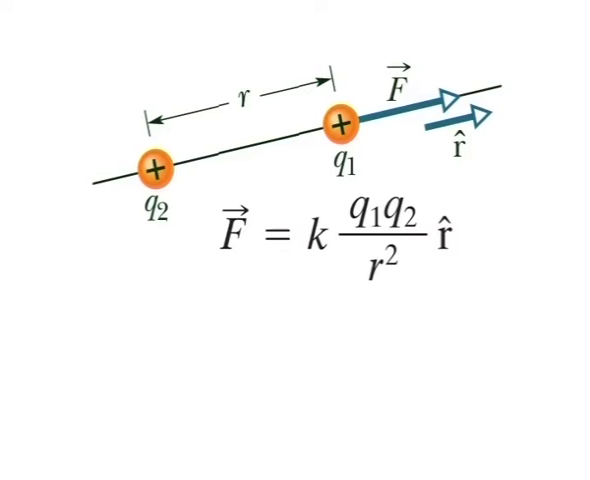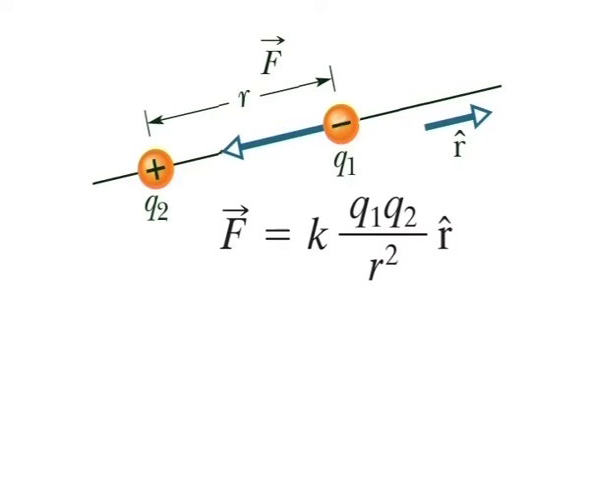Now, let's check the direction of the force on particle 1 as given by equation C1. If q1 and q2 have the same sign, then the product q1 q2 gives us a positive result. So, equation C1 tells us that the force on particle 1 is in the direction of the unit vector r. That checks because particle 1 is being repelled from particle 2. Next, if q1 and q2 have opposite signs, the product q1 q2 gives us a negative result. So, now equation C1 tells us that the force on particle 1 is in the direction opposite of unit vector r. That checks because particle 1 is being attracted towards particle 2.